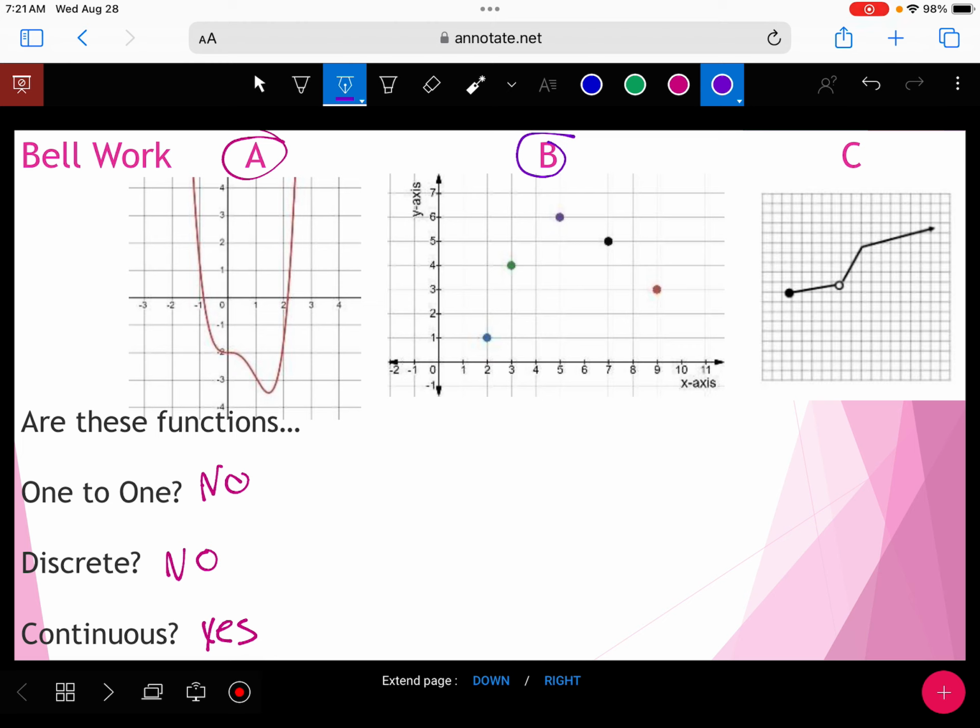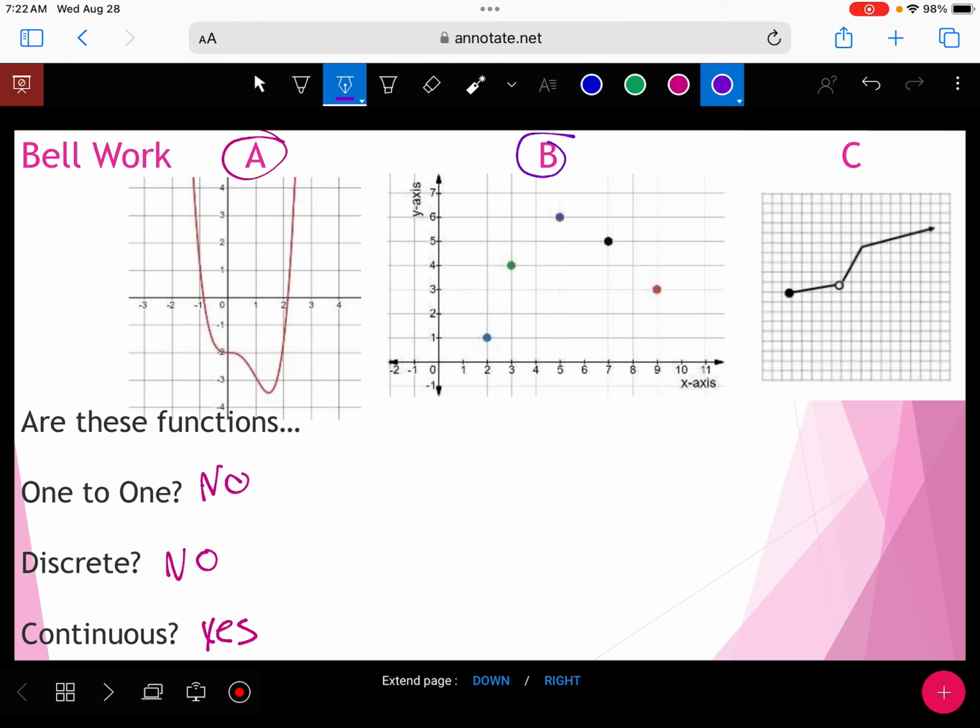Is it a function? Yes, it's a function. Is it one-to-one? Yes. I heard both answers there. What are we thinking? Why? Defend it. We're on B. Yes, it's one-to-one.